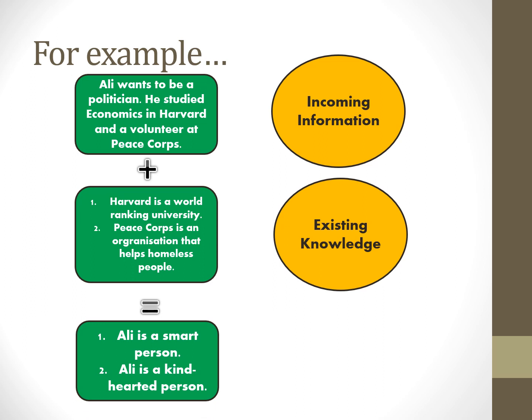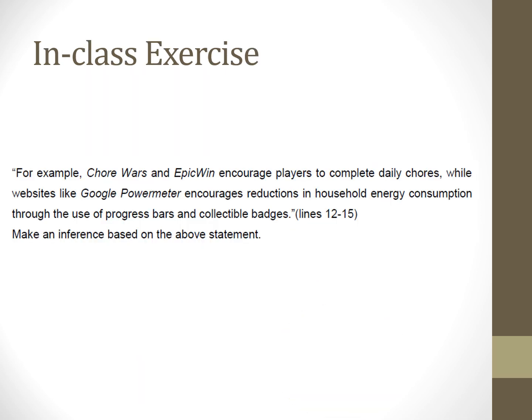Ali is a smart person, acceptable. Ali is a kind-hearted person, acceptable. Ali loves to do voluntary activities, acceptable. So as I mentioned to you just now, inferential answers or your inferences can be varied, but not to say that all answers are acceptable. It has to be a combination of these two. So this is an in-class activity that you can do on your own. Try to infer this.